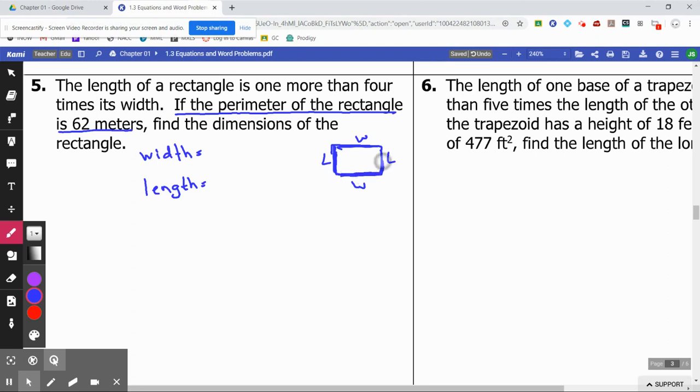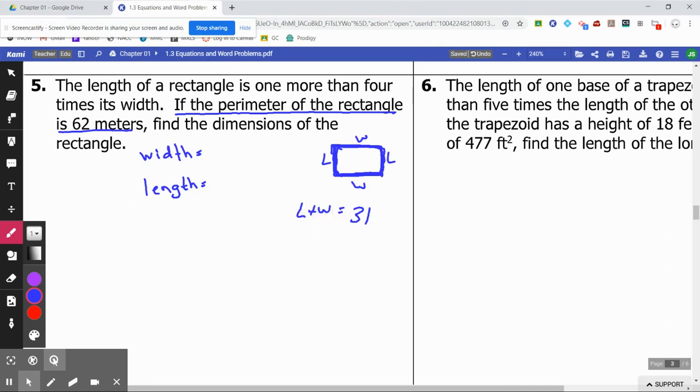It's the distance all the way around it. What I would rather you do is take half of that perimeter. And half of that perimeter, which would be 31, would be the distance from here to here, and then another 31 from here to here. So what we could say is, I know that the length plus the width is 31.